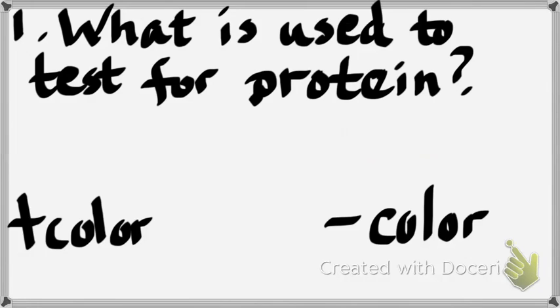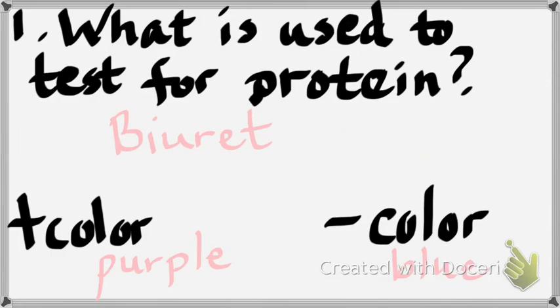Biuret. Very good. What's the positive color using biuret for protein? Purple. Thank you. Or a pinkish purple. What is the negative color using biuret for protein? Blue. Thank you. Did I say where I'm getting this from? Page 40? Yes. So I'm thinking I have to know page 40.